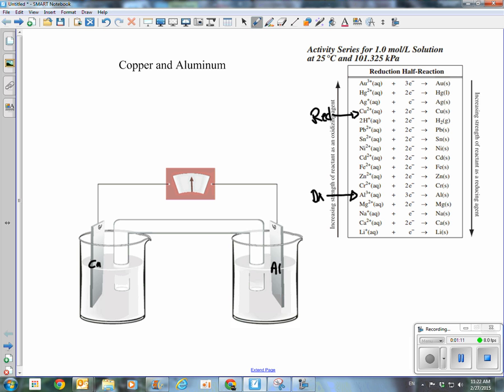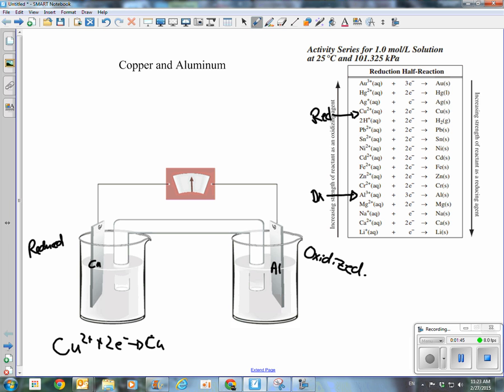So copper is going to be reduced and aluminum is going to be oxidized. Therefore, for the half reactions that are occurring, I can copy the copper one just off of the chart because that's a reduction half reaction. So Cu2+ plus 2 electrons is going to go to copper metal.